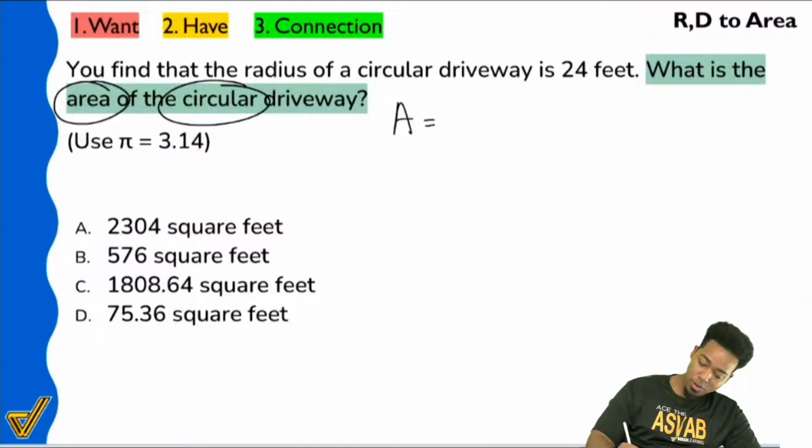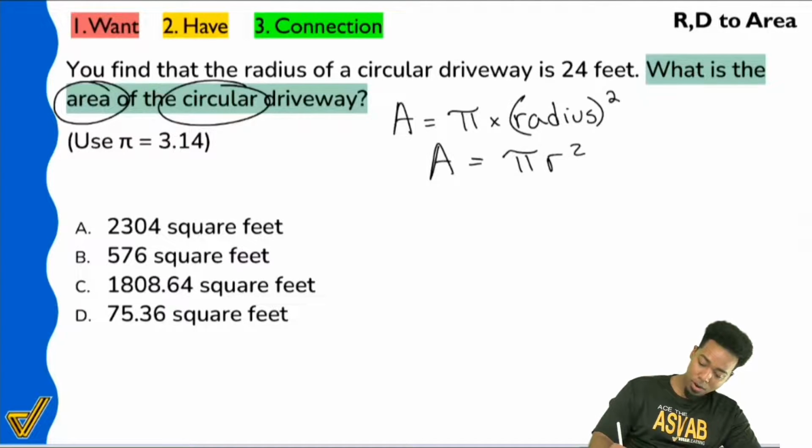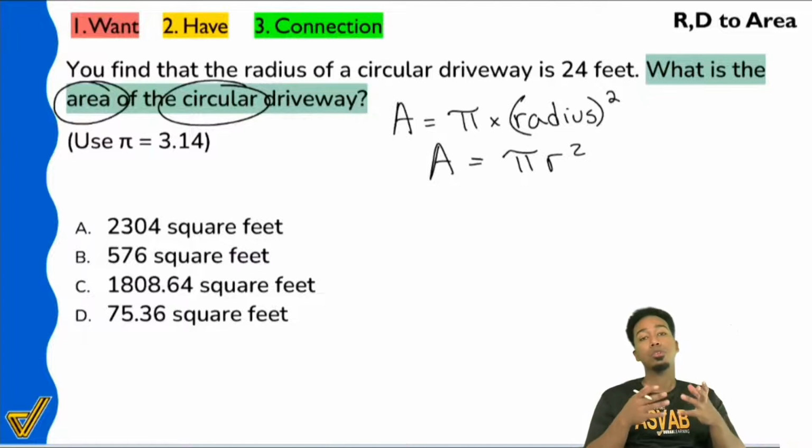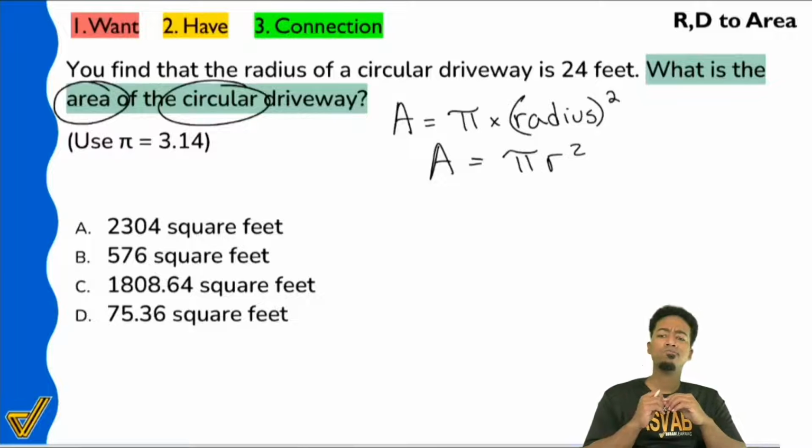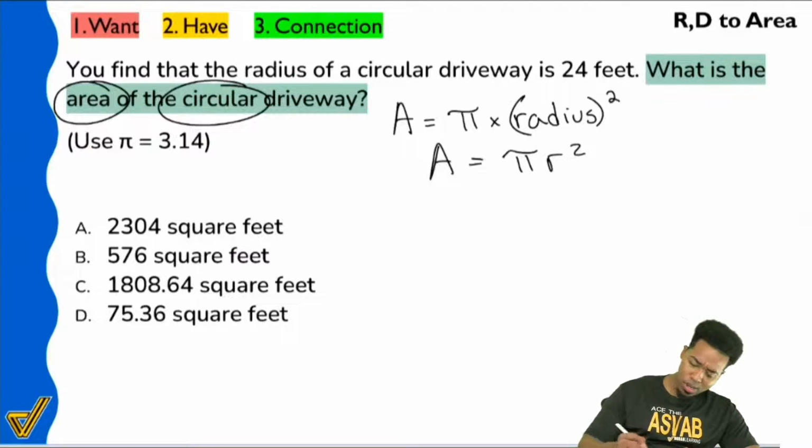We're looking for the area of a circle. It's going to be pi times the radius squared. And again, the shorter way is pi r squared. Same stuff, but what you're going to do is take the number for the radius, square it, and then multiply it by 3.14. So with that said, let's look to the information. Are we given the radius? Let's see. Are we given the radius? So it says that you find that the radius of a circular driveway is 24 feet.